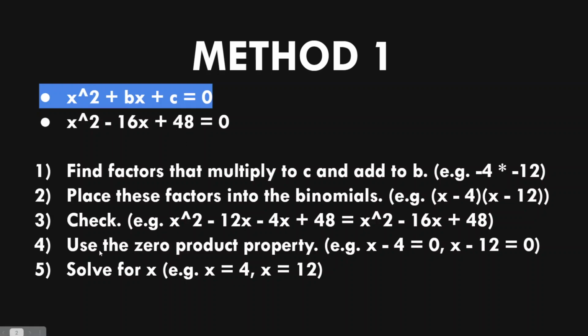And then to actually solve it, you have to use the zero product property. So x minus 4 is equal to 0, and x minus 12 is equal to 0. And then basically what you do here is finally solve for x. x is equal to 4 and x is equal to 12.